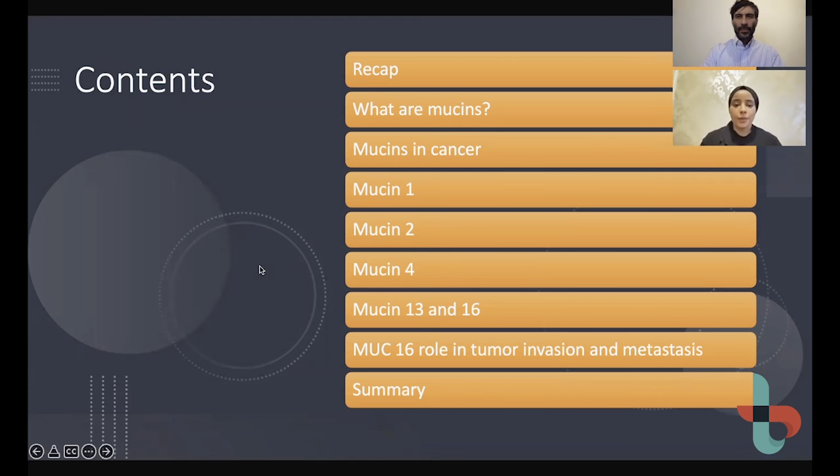In this lecture, we will delve more deeply into the different types of mucins and their role in cancers and also in inflammatory conditions. We will start off by giving a bit of a recap on the different things that we covered in the previous lectures about CA125 and mucins. Then we will talk more in detail about mucins in cancer, focusing specifically on mucin 1, mucin 2, 4, 13 and 16.